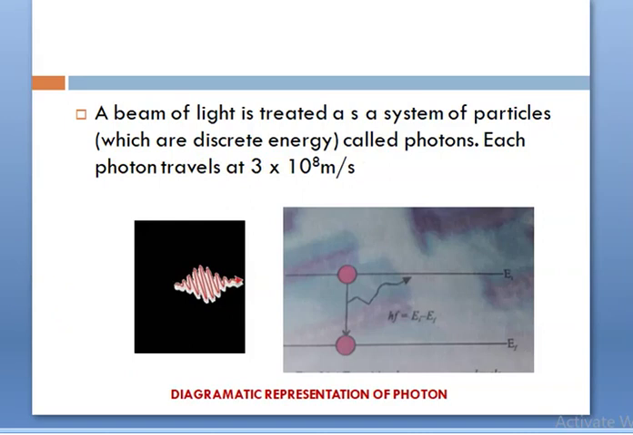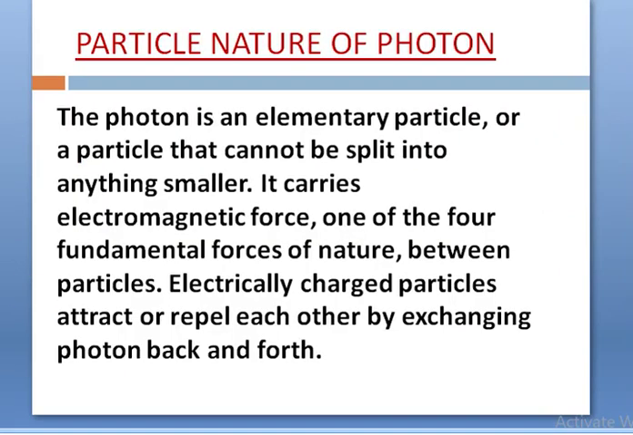Now, let's look at the particle nature of what? Photon. Now, this electromagnetic radiation we are talking about, they can behave as waves. They can equally behave as what? Particles. And now we use photon to describe the particle nature of this electromagnetic radiation. Now the photon is an elementary particle, or a particle that cannot be split into what?